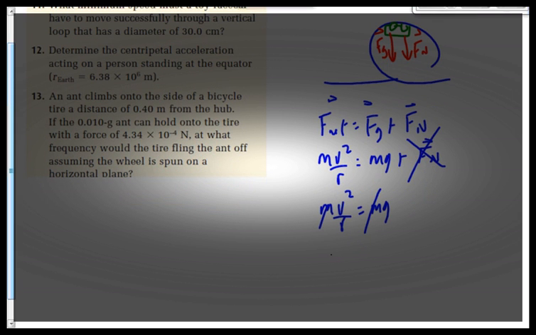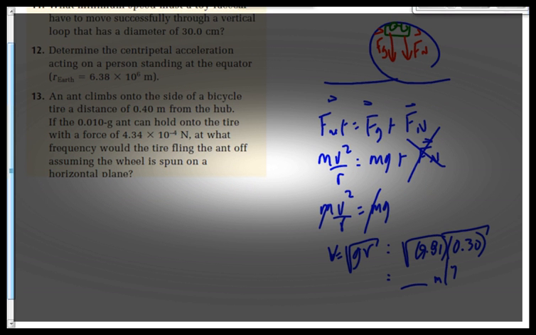Looking for v. It's the square root of g times r. The r goes up by multiplying, and we square root that. So it's going to be the square root of 9.81 times the radius of 0.30 meters. Whatever we end up getting there. It's pretty straightforward at this point.